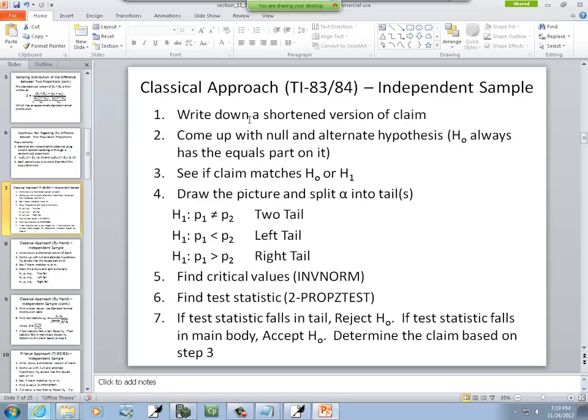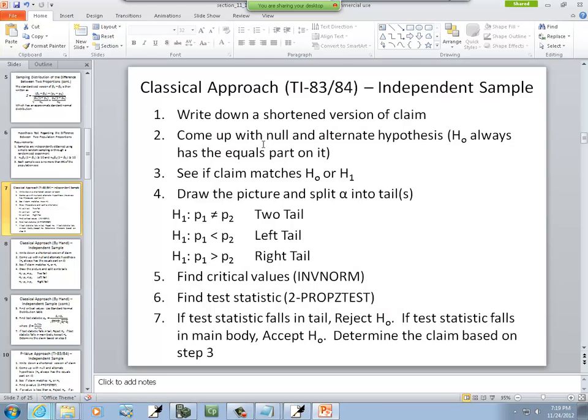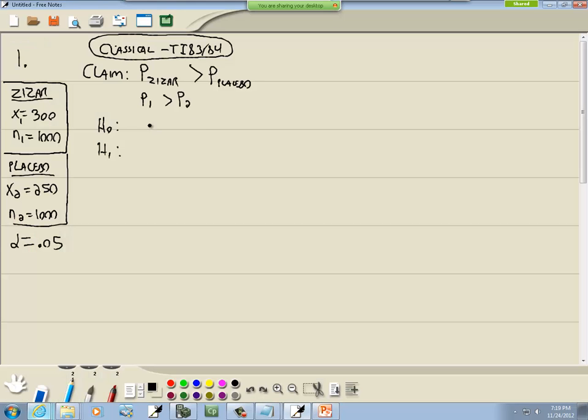Okay, step 1, write down a shortened version of the claim. We did that. Step 2, come up with a null and alternate hypothesis. Greater than is going to be on H1. If that's greater than, then this will be less than or equal to. The only symbols you can put on H1 are less than, greater than, or not equal to. And the only symbols you can put on H0 are less than or equal to, greater than or equal to, or equal to. Now again, the book will always put an equals on H0, but I like my notation better.